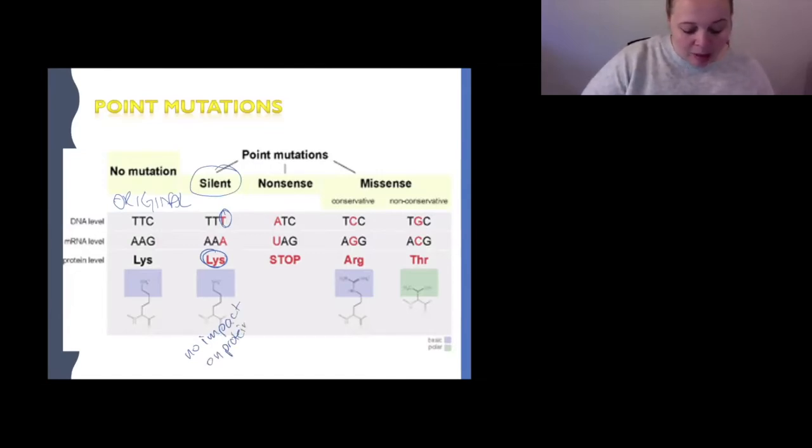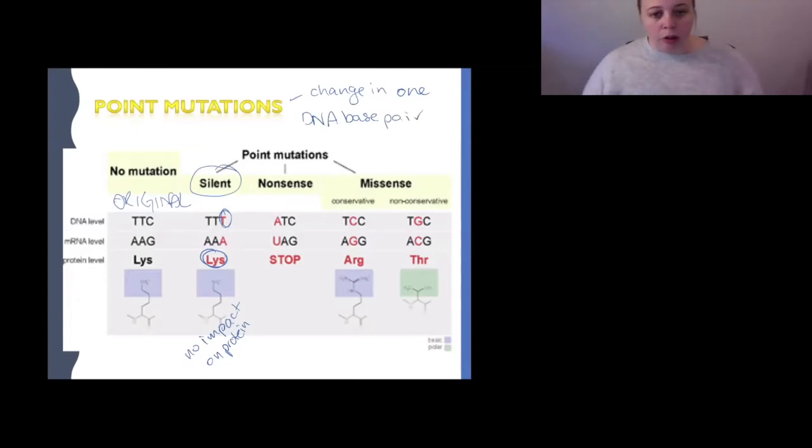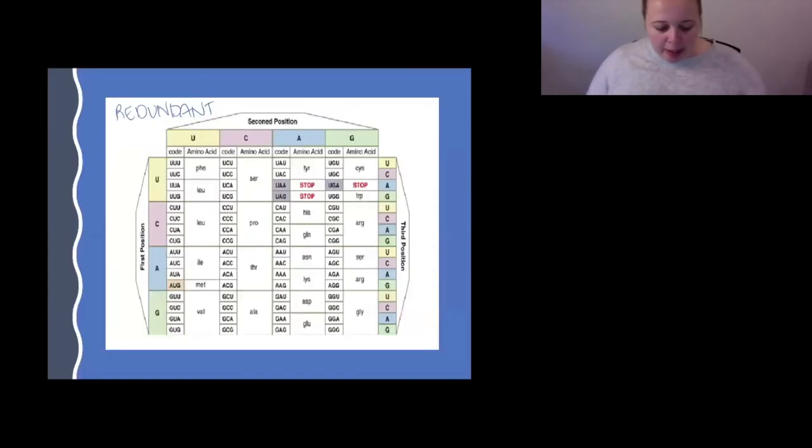So that's why it's called silent. Yeah, so this is one of the types of mutation. So a point mutation, remember, is a change in one DNA base pair.